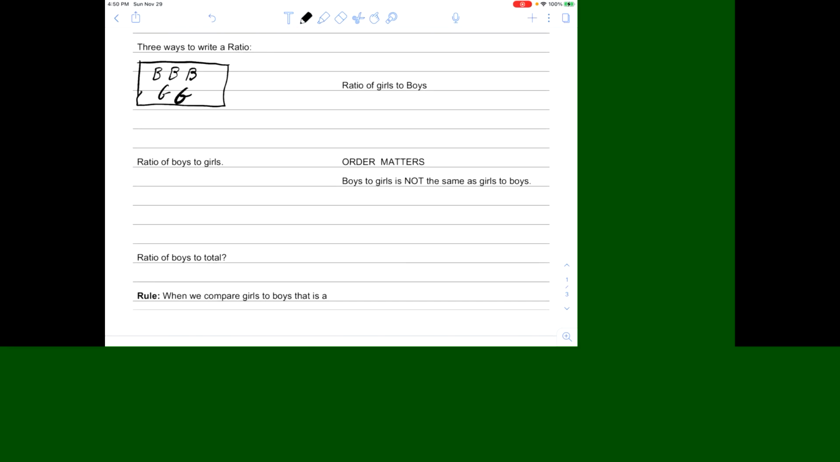If I asked you to write the ratio of girls to boys, the first way to write that is with a colon. Now I have 2 girls and 3 boys, so my ratio would be 2, and then the two dots that make a colon, and a 3, because there are 2 girls and 3 boys. My second way to write this would be with words. I would say there are 2 girls to 3 boys. And then my last way is as a fraction. I would write it's 2 over 3.